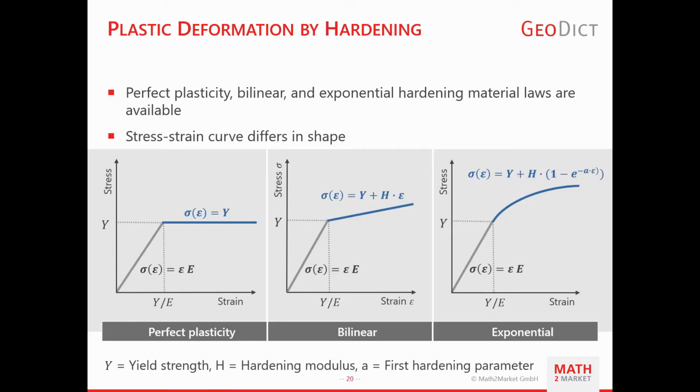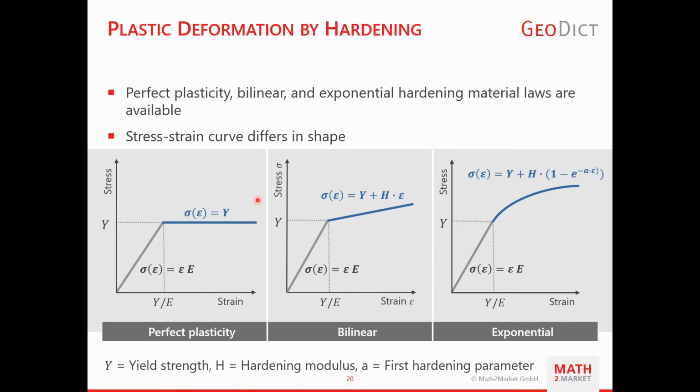As I already said, there's not only non-linearity caused by the geometrical deformation, but also non-linearity caused by material laws such as plasticity. And in Geodict, there are three different kinds of plasticity available. You have the perfect plasticity, the bilinear hardening, and the exponential hardening. And those differ in their stress strain curves. So first we look at the perfect plasticity.